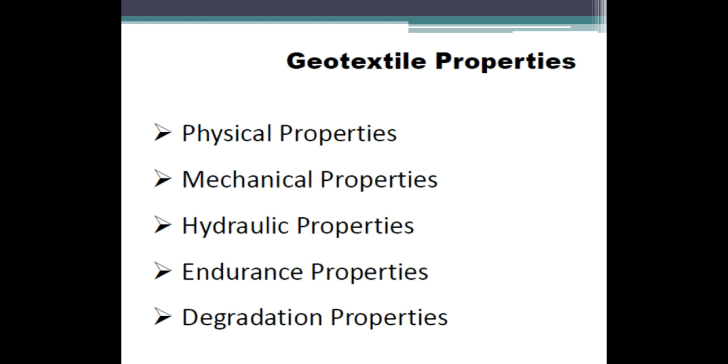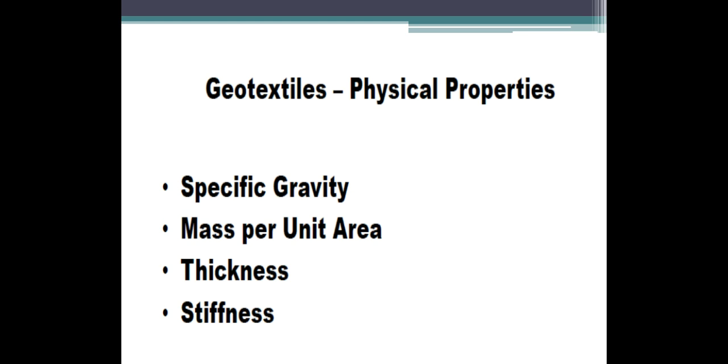So, geotextile properties. Then we discuss the properties of the geotextiles. We have physical properties, mechanical properties, hydraulic, endurance, and degradation properties. Physical properties indicate the material of the geotextiles, for example, specific gravity, mass per unit area, which is the mass of the total material per unit area. Thickness we have, then stiffness.